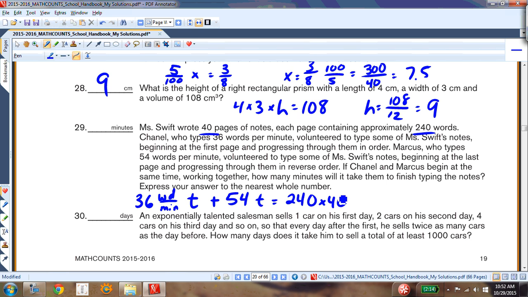So let's see, I'm going to solve this for t. I'll leave you to do the algebra, but it's going to look like this. 240 times 40 divided by 36 plus 54. That's going to equal t, which is going to be 107 minutes.